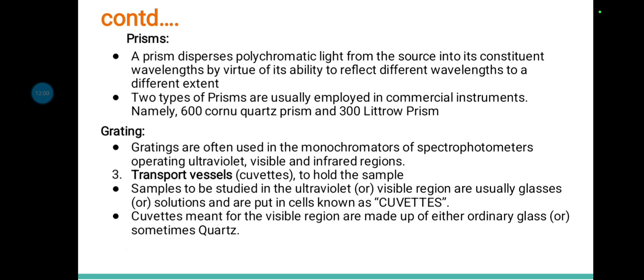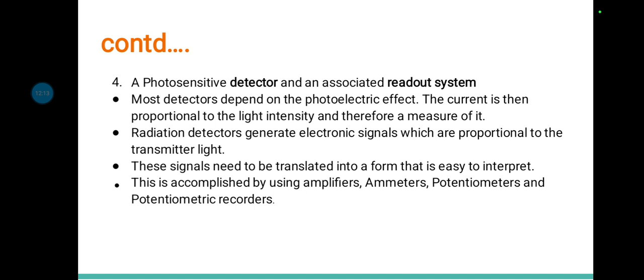Then transport vessels or cuvettes to hold the sample. The sample which has to be studied in the ultraviolet or visible region is put in the cuvettes. Cuvettes meant for the visible region are made of ordinary glass or sometimes quartz.